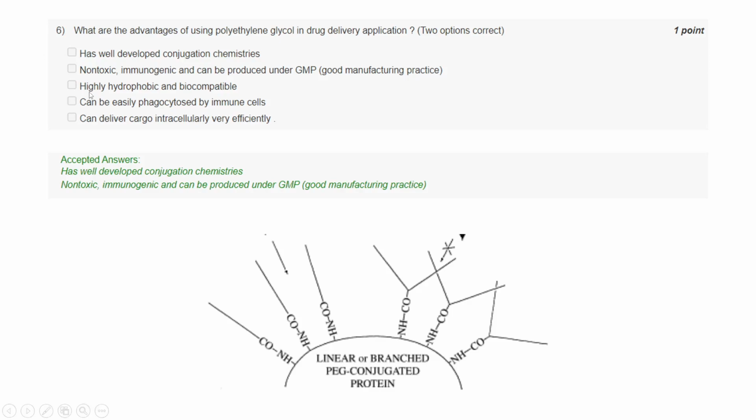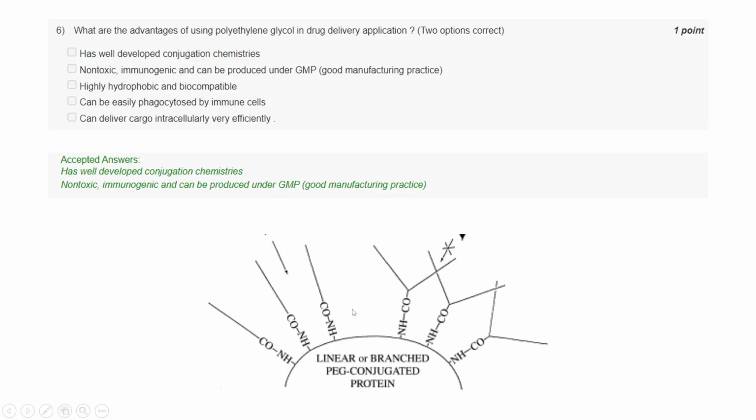And the third option is it is highly hydrophobic and biocompatible. Half of the answer is right. It is biocompatible, but it is not hydrophobic, because polyethylene glycol has a lot of hydrophilic bonds in it. So it is highly hydrophilic. Next is can be easily phagocytosed by immune cells. No. PEG is branched in nature. So let's say you have these branches of PEG on your particular protein or your drug. Since they're brushes and there's a lot of fluid movement happening here, they just keep on waving inside this fluid. As a result, they will not let the larger cells, that is your immune cells, come near this drug molecule.